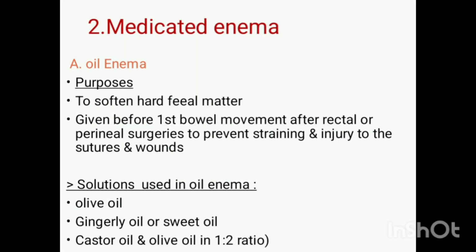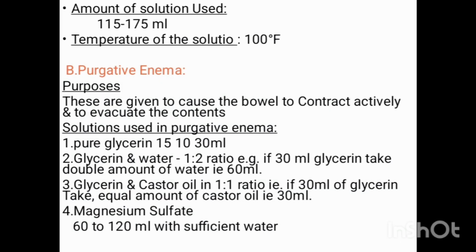2. Medicated enema. A. Oil enema. Purposes: to soften hard fecal matter. Given before first bowel movement after rectal or perineal surgeries to prevent straining and injury to the sutures and wounds. Solutions used in oil enema: olive oil, gingerly oil or sweet oil, castor oil and olive oil in 1:2 ratio. Amount of solution used: 115 to 175 ml. Temperature of the solution: 100 degrees Fahrenheit.